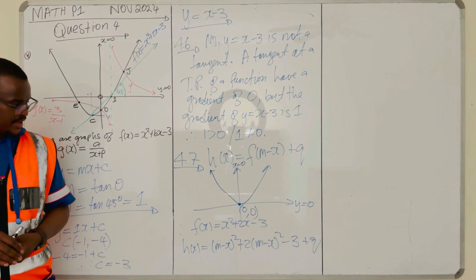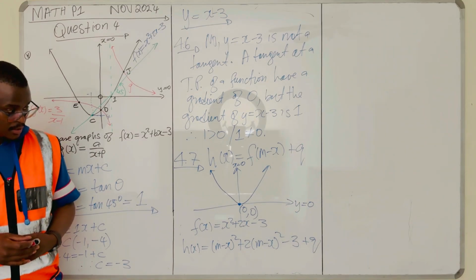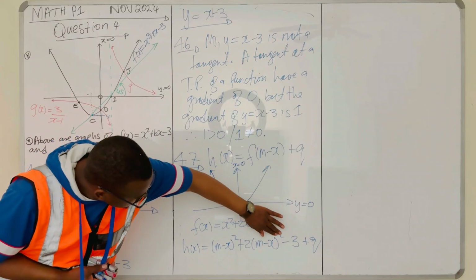I'm not sure if you're following me. Yes, I'm following. Are you following me? Yes. I don't think that we should be having a squared here.